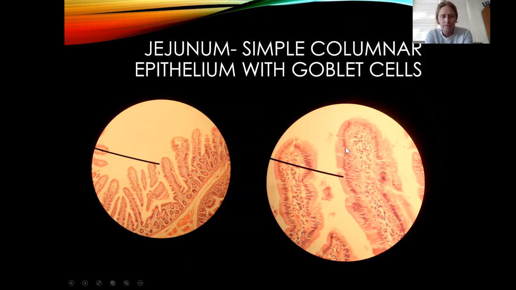One other thing that you will need to identify under these microscope slides, which will be on the list, are goblet cells. You probably could see goblet cells in the trachea.